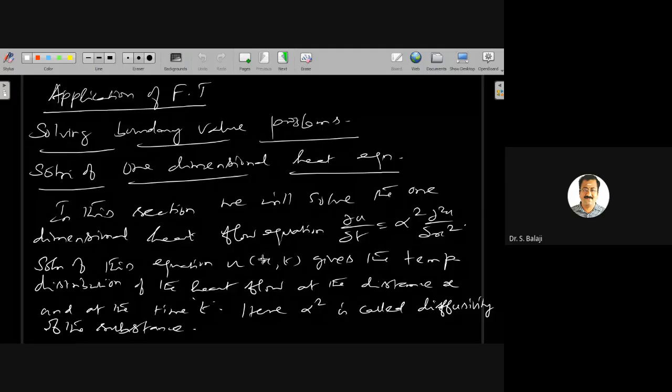x represents the distance of the bar. The initial point is x equal to 0, and the different points are measured from there. x is the distance of the bar where you are going to measure the temperature, and t is the time at which you are going to measure the temperature. Here alpha square is called the diffusivity of the substance.